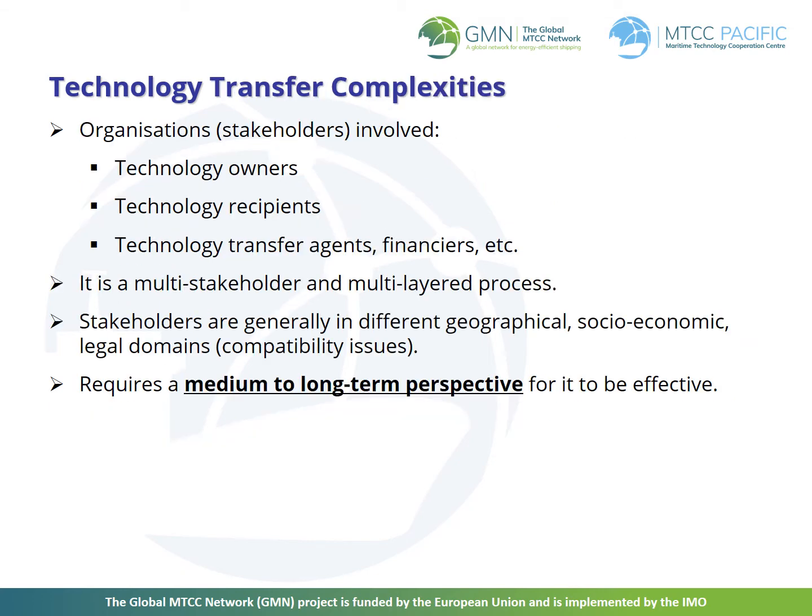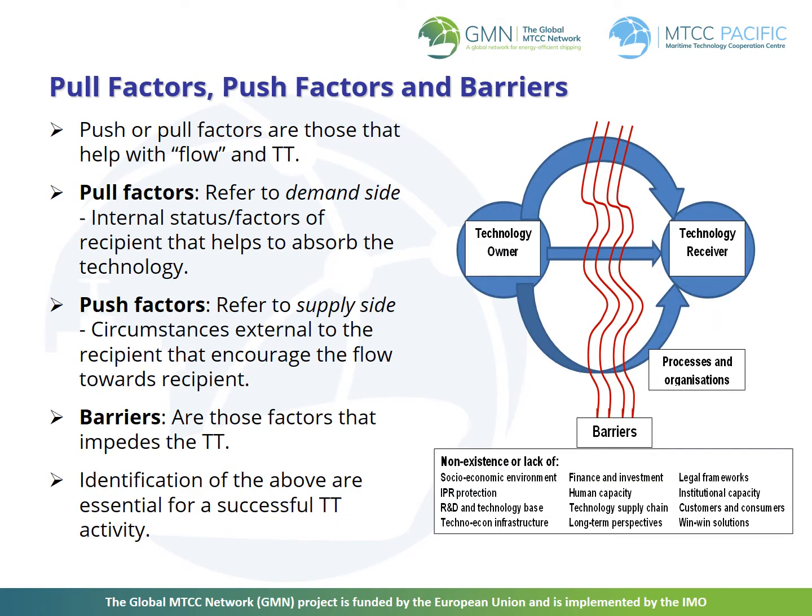There are numerous complexities to technology transfer and a number of stakeholders who are involved. Stakeholders are technology owners, where the focus is on the product design and the product manufacturing phase, technology recipients, and technology transfer agents. Pull factors. These can be internal factors of the recipient that help to absorb the technology. Can be factors that stimulate the demand for or affect the prices of specific technologies. Push factors. These are factors that increase the supply of technological options by adopting advances in technology.